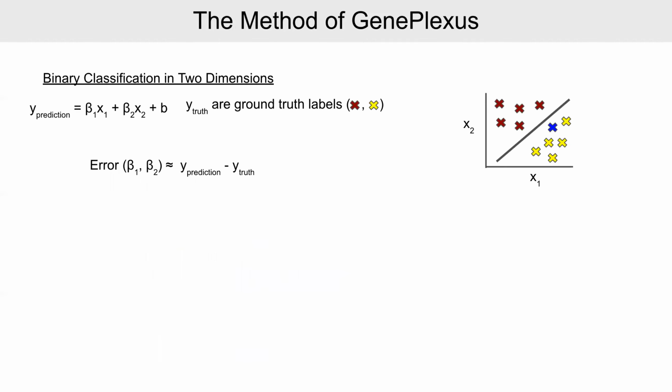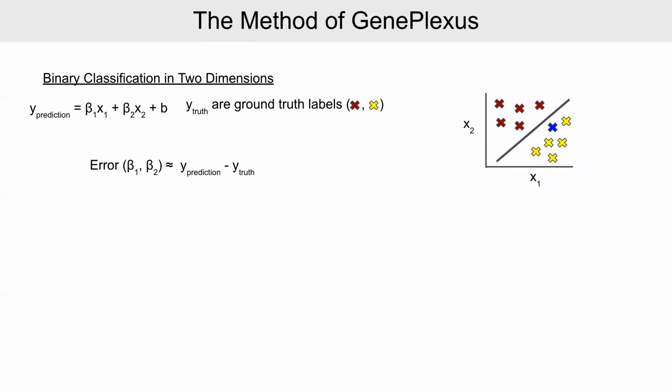So how does GenePlexus try to leverage that information? A quick tutorial on what machine learning is: we use linear models in our case. Basically, you can have two different features. This is 2 dimensions, so you measure a variable x1 and measure a variable x2, and you put them into what your model will predict.